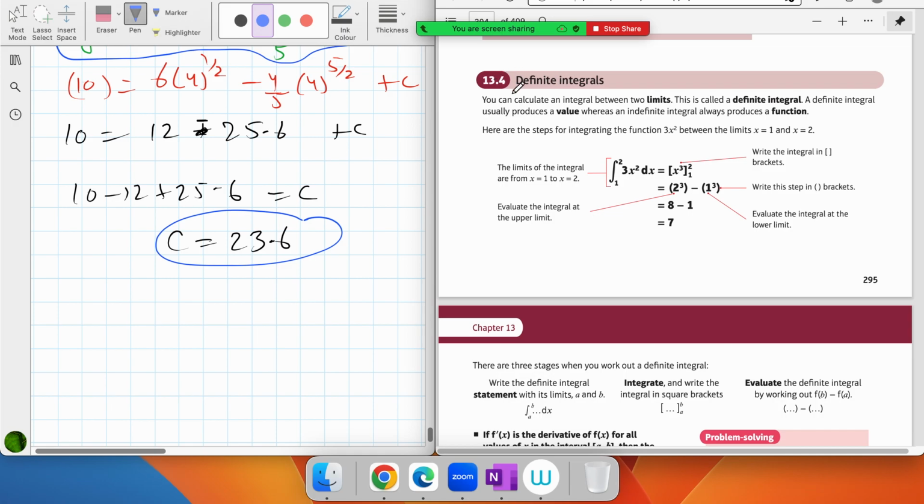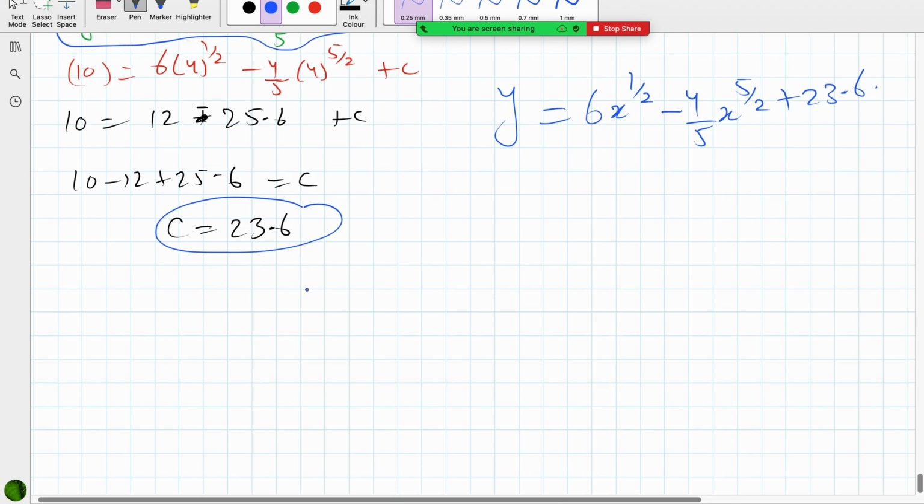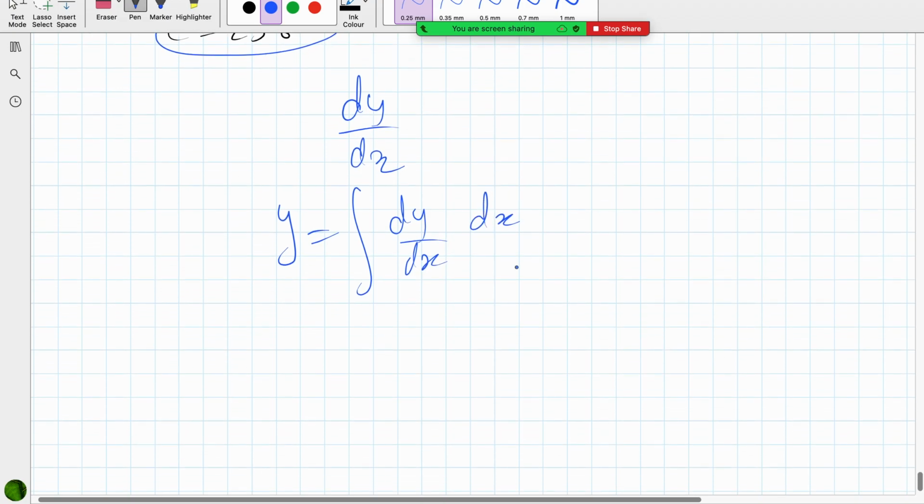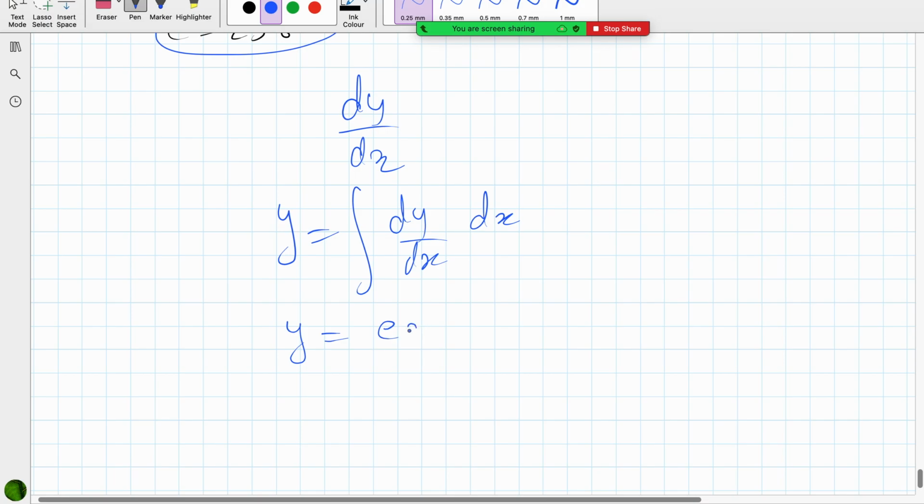Now we'll add one point, that is definite integral. What actually definite integral is, why do we use that? These are basically known as limits. Till now we were doing dy by dx, then y is equals to integral of dy by dx with respect to x, and it gave us the equation in terms of C. When we substituted the given point, it gives us a complete equation.